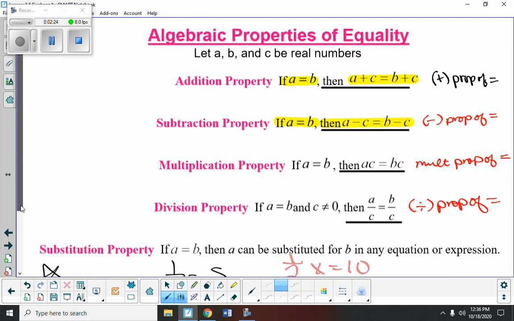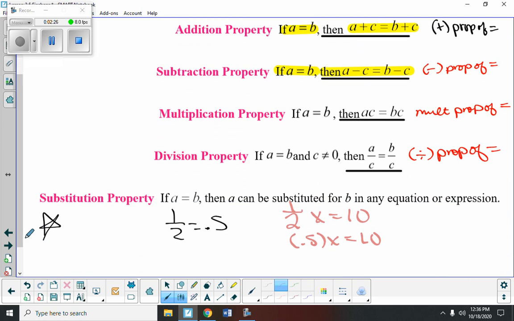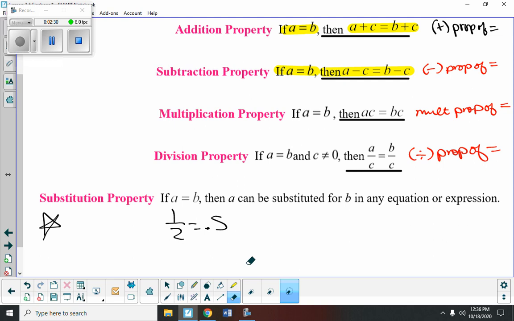The next property is the substitution property. If a equals b, let me erase this. If a equals b, then a can be substituted for b in any equation or expression. Substitution property: if something is equal to something else, then you can substitute the first amount in for the second.